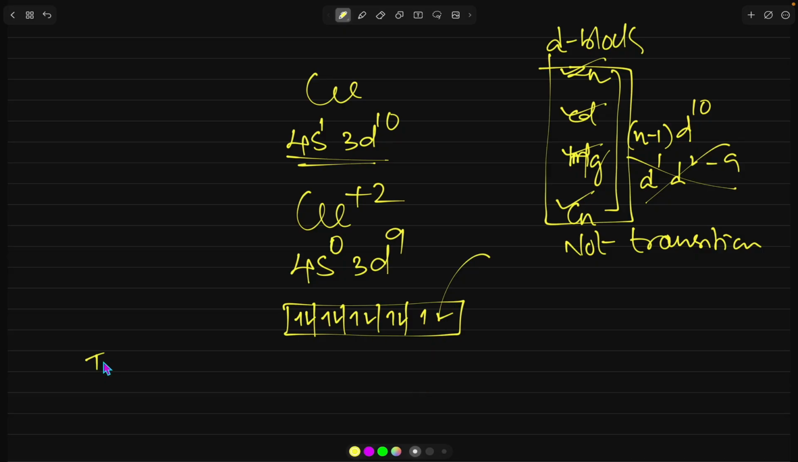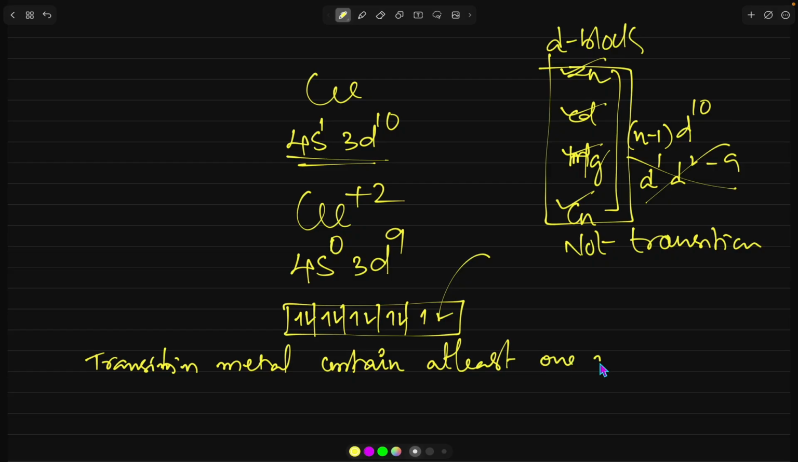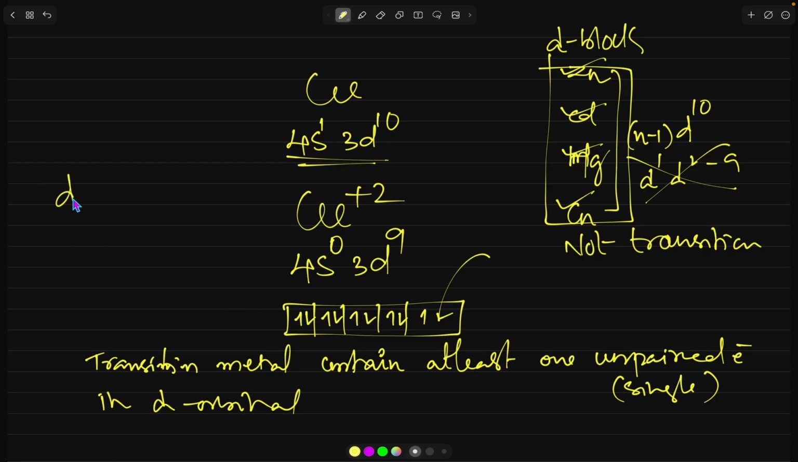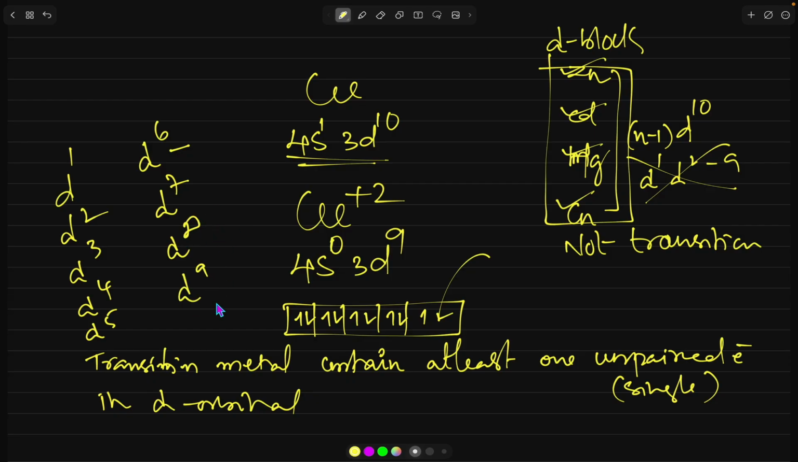So the bottom line is that transition metals contain at least one unpaired electron, at least one unpaired electron in the d orbital. This is the condition. So in d1 there is 1 unpaired electron, d2 has 2, d3 has 3, d4 has 4, d5 has 5, d6 has 4, d7 has 3, d8 has 2, and in d9, 1 unpaired electron is found.